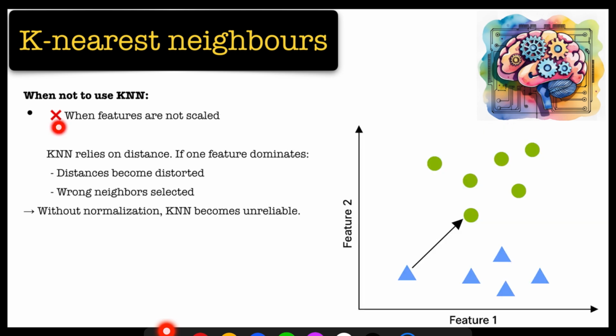Next point is when features are not scaled. KNN relies on distance, so if one feature dominates, distances become distorted and wrong neighbors will be selected. Without normalization, KNN becomes unreliable.